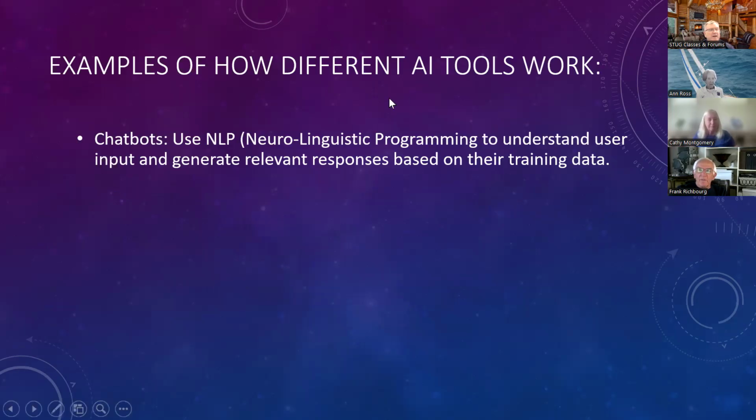Some examples of different AI tools. There's one, if it's a chatbot, it uses natural language processing to understand input and generate relevant responses based on their training. You've been using NLP with Siri. Siri is NLP. You speak something to it, it converts that to text, it passes the text through AI. AI says, oh, you're asking for something. It finds the answer and gives it back to you.